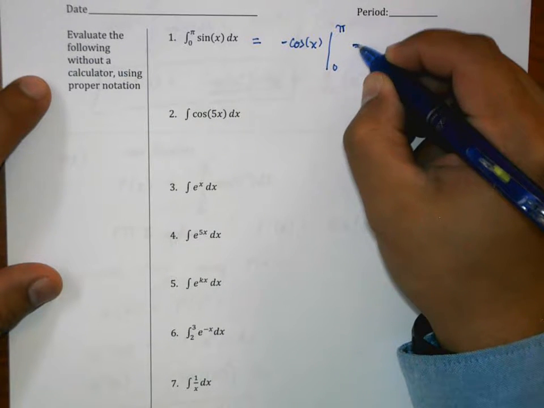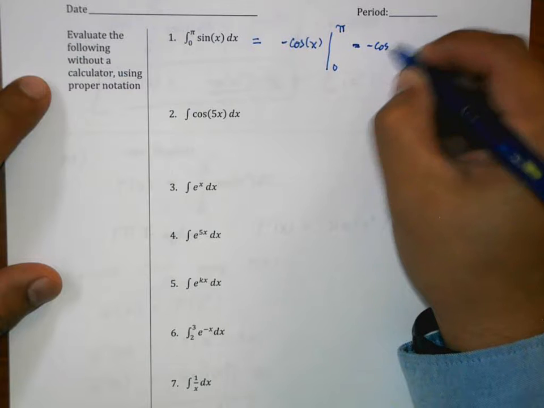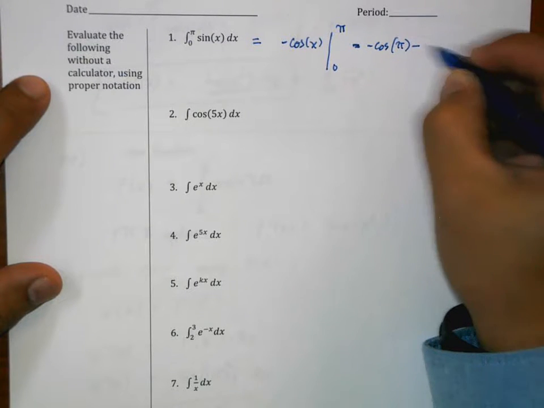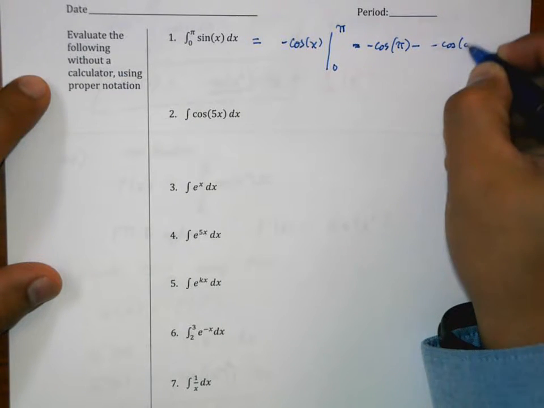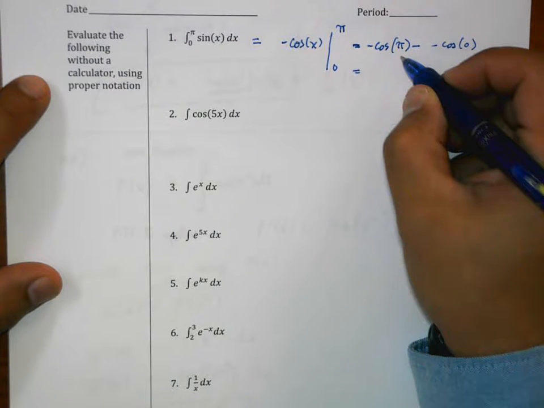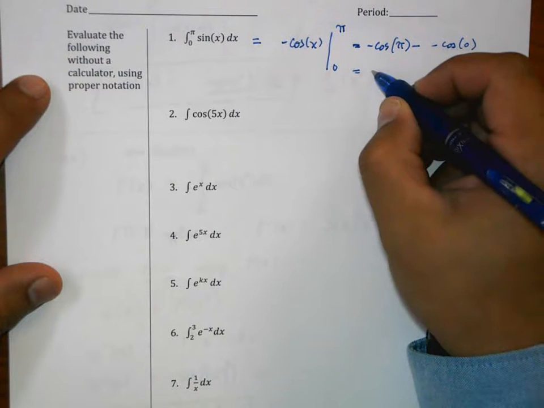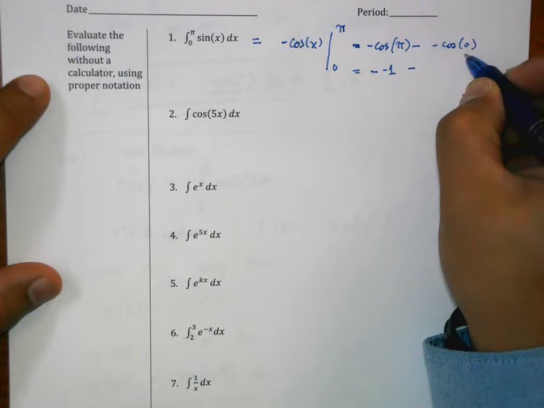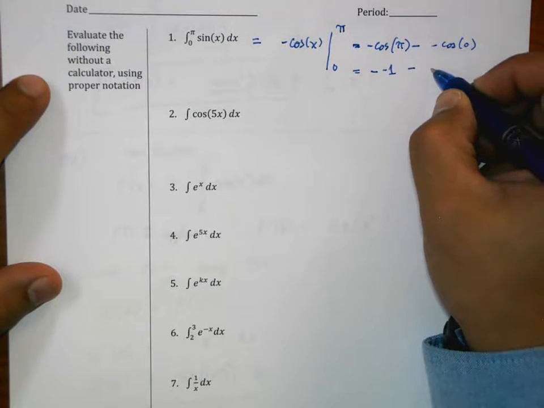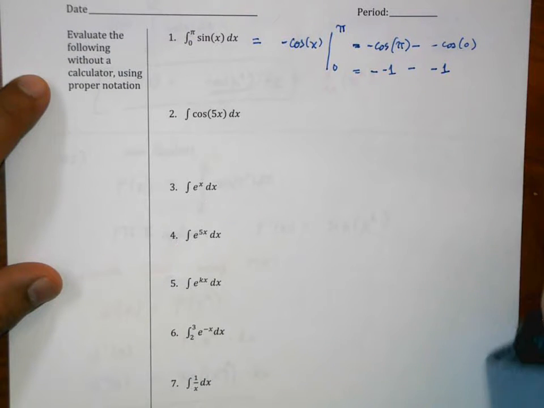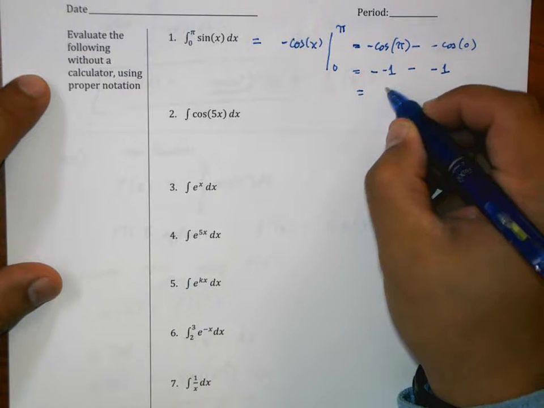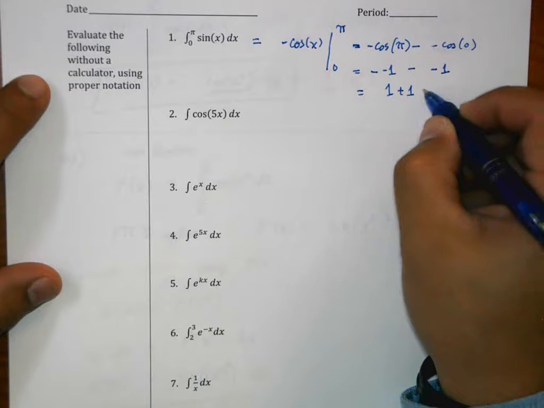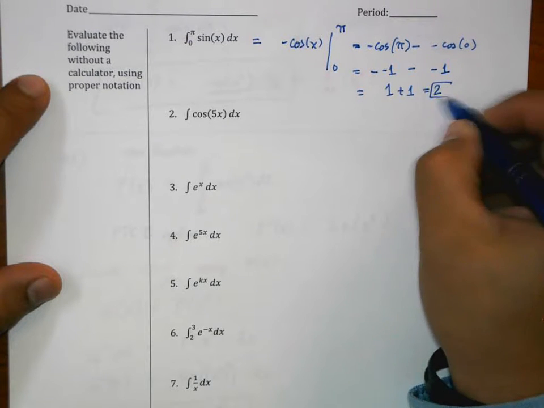So this is then equal to the negative cosine of pi minus the negative cosine of 0. Cosine of pi is, of course, negative 1, so you have negative 1, minus cosine of 0 is 1, so negative 1. So this is basically positive 1 plus 1, which is equal to 2.